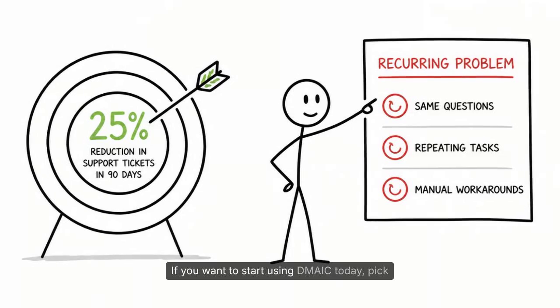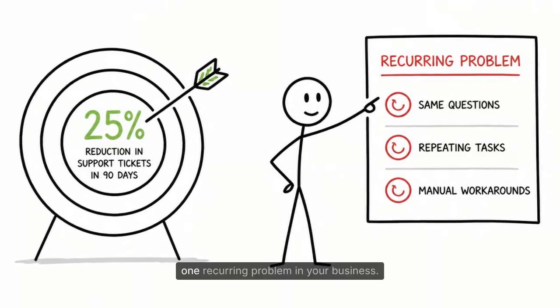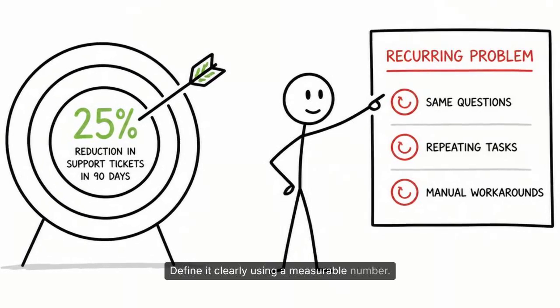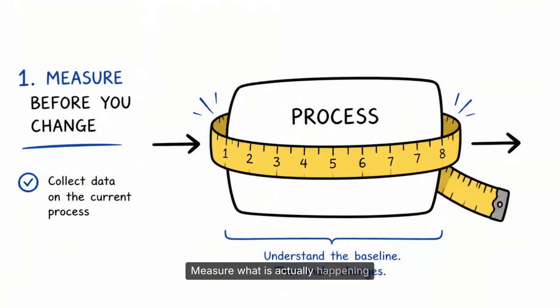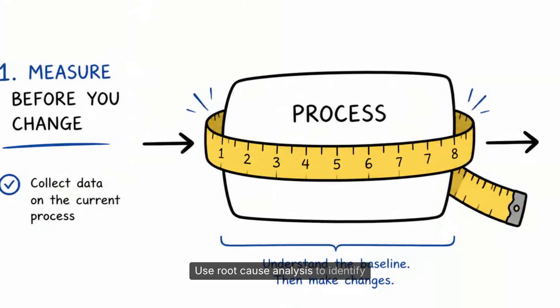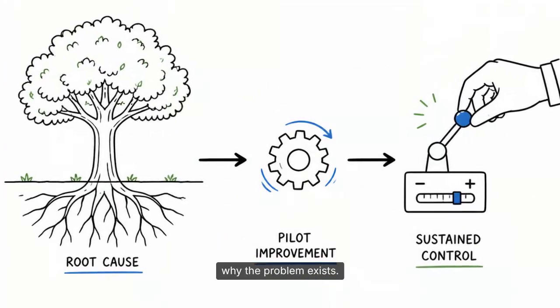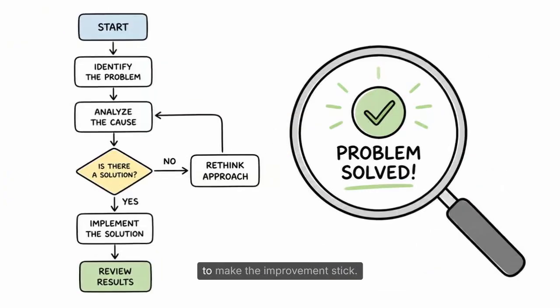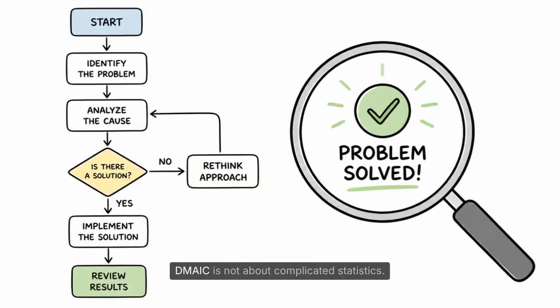If you want to start using DMAIC today, pick one recurring problem in your business. Define it clearly using a measurable number. Measure what is actually happening before changing anything. Use root cause analysis to identify why the problem exists. Pilot one improvement, then create a control system to make the improvement stick.